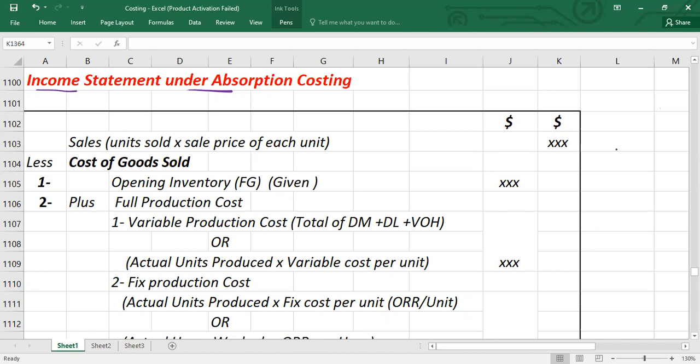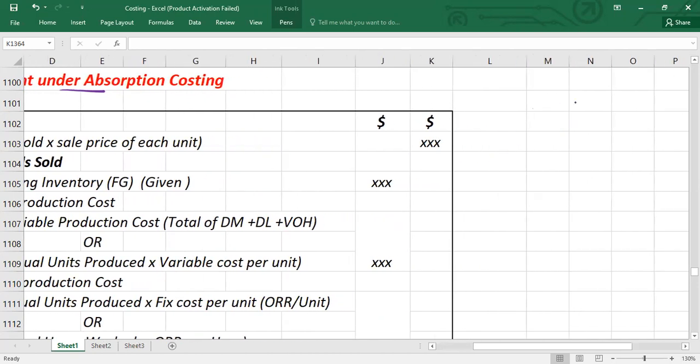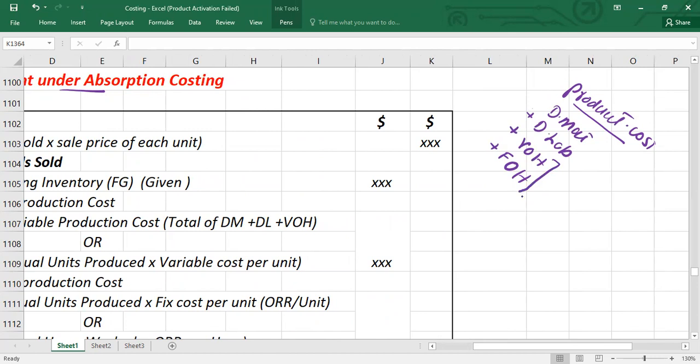using absorption costing. So guys, if you remember from the previous videos, when we calculate the product cost by using absorption costing, we need to include the cost of direct material plus cost of direct labor plus cost of variable production overhead plus cost of fixed production overhead. Now guys, for absorption costing, it is not necessary to differentiate the variable overhead and fixed overhead, because we can even club these overheads and we can calculate one recovery rate.